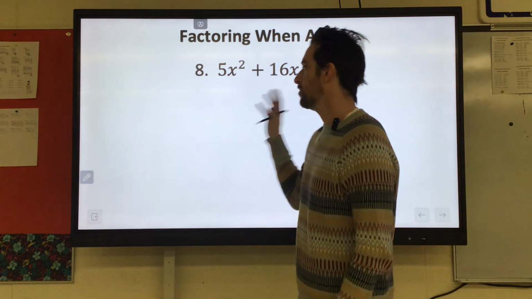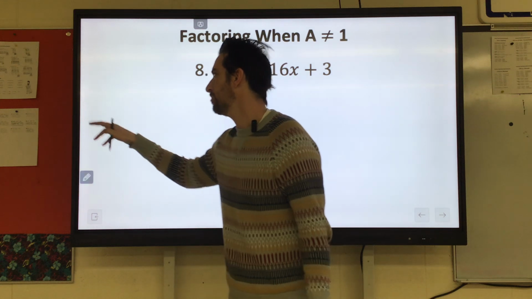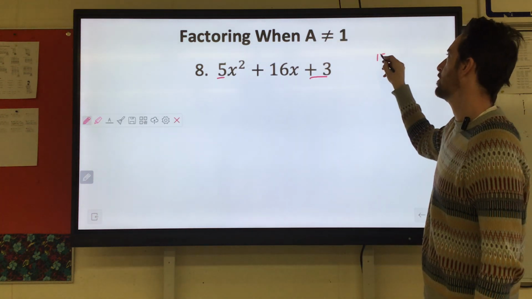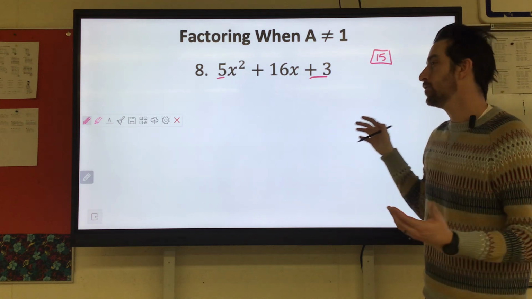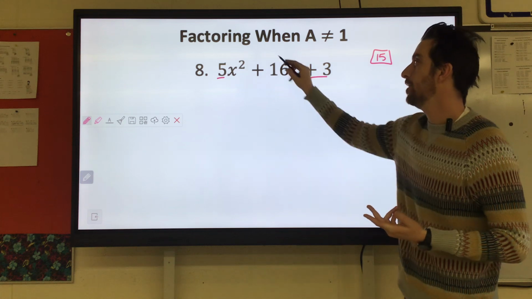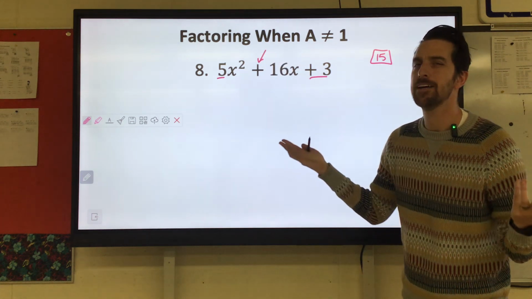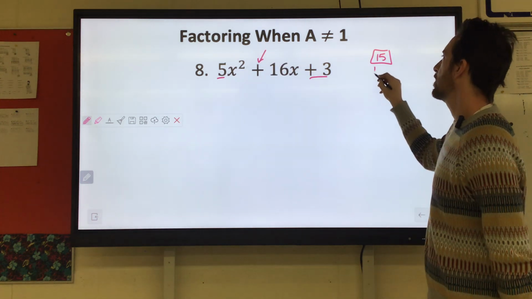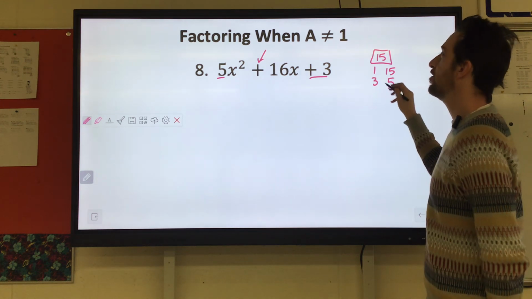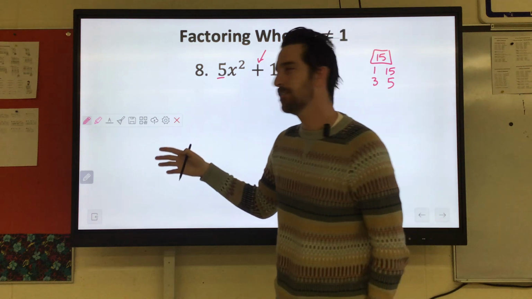So here, you look for a common factor. There isn't one. So we multiply first and last. 5 times positive 3 is positive 15. If it's positive, you know they have to be the same sign, either both plus or both minus. They add up to positive 16. They'd have to both be plus. So we got 1 and 15 or 3 and 5. We're looking for the set that could give us that 16.